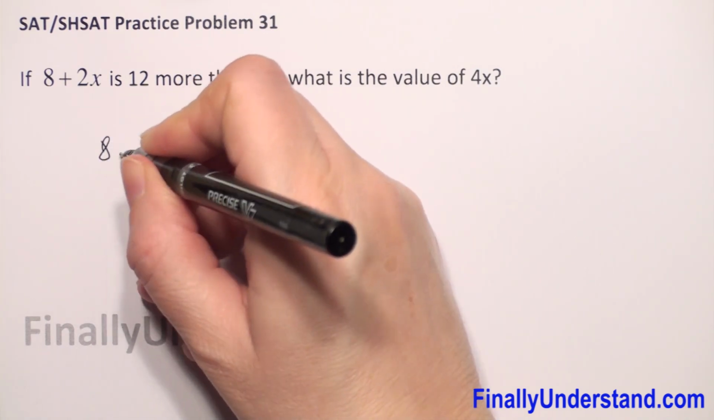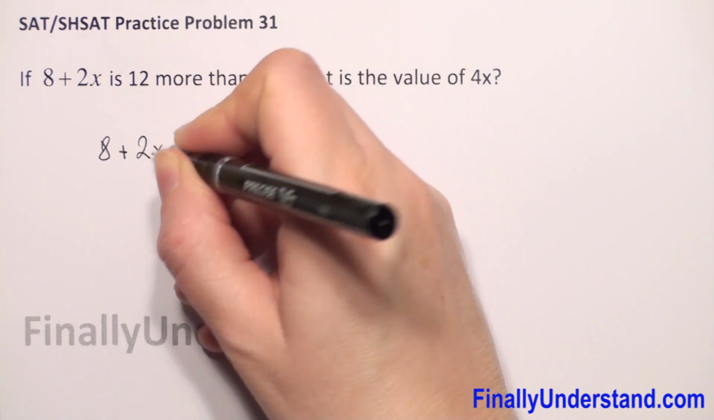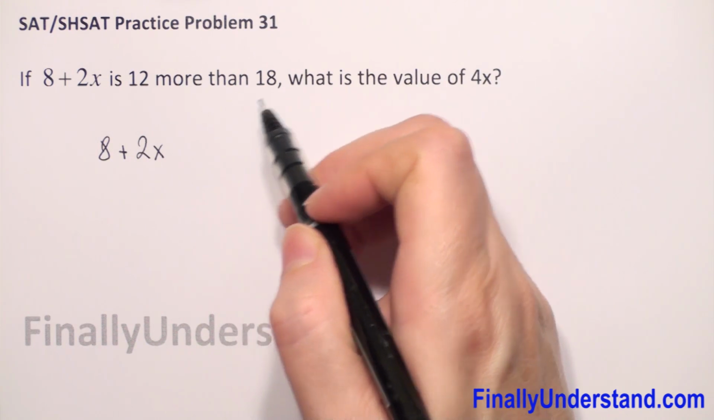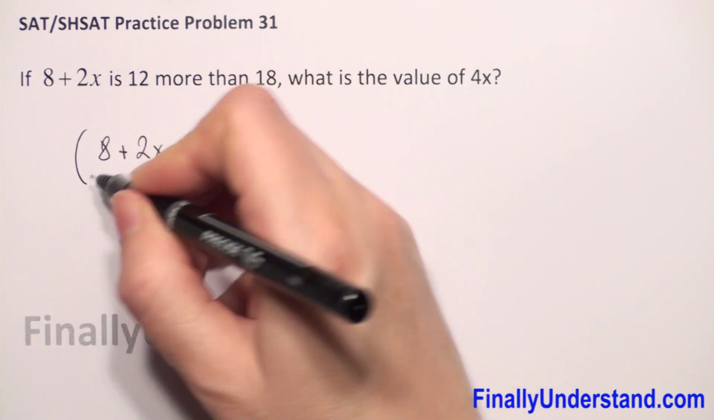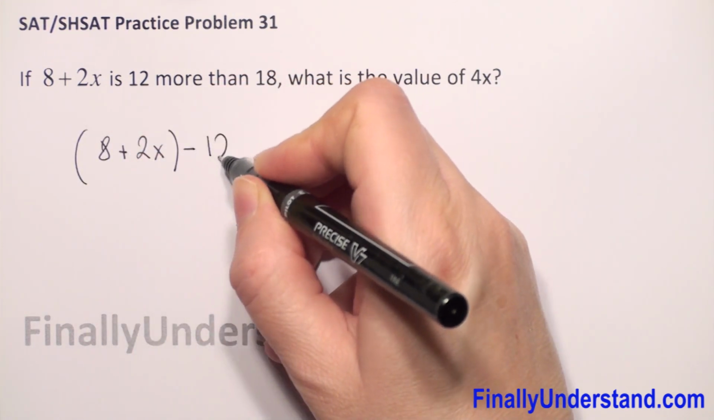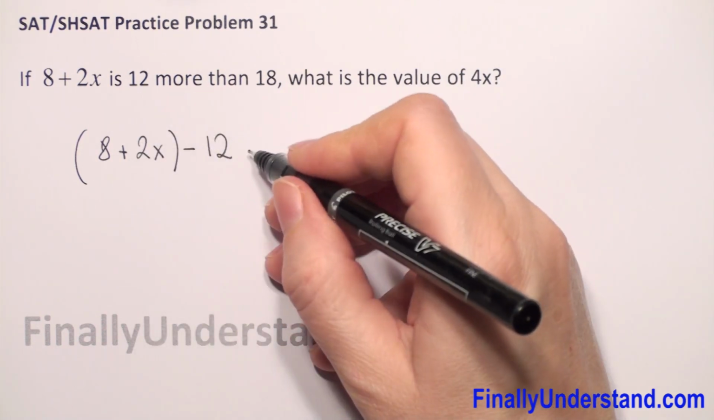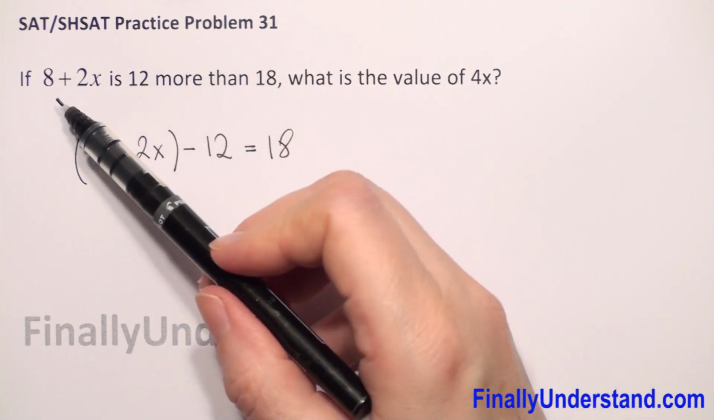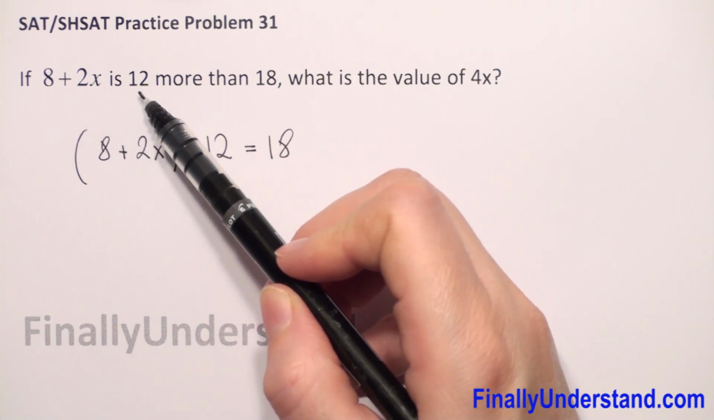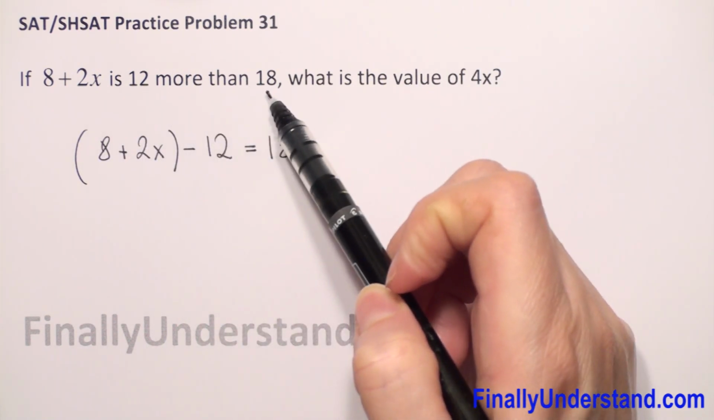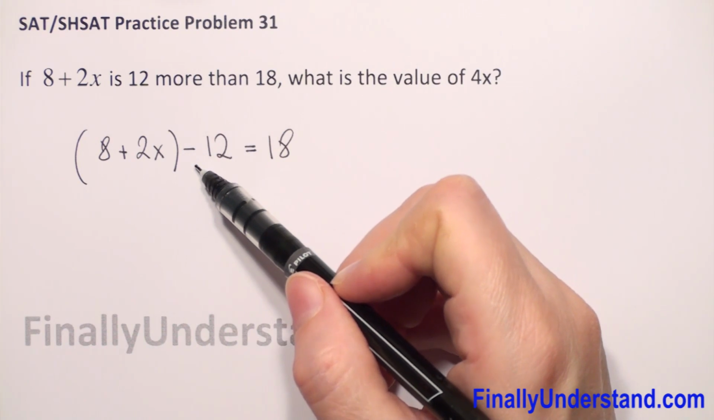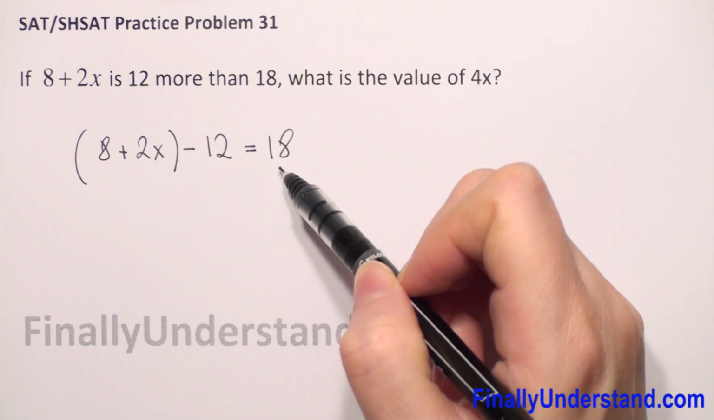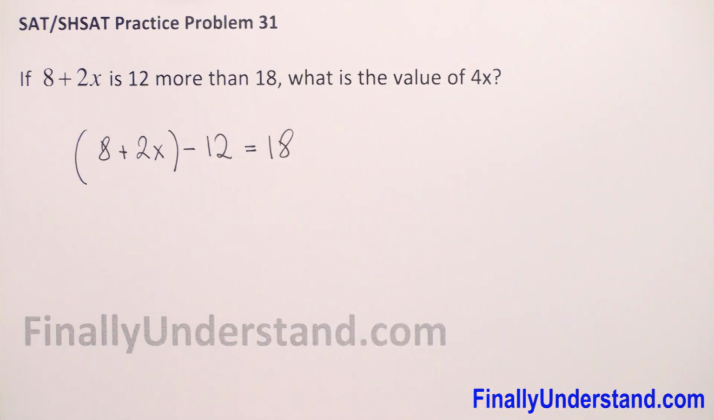We have 8 plus 2x is 12 more than 18. So if I subtract 12 from this whole expression, this is equal to 18. Let's read one more time. 8 plus 2x is 12 more than 18. So when I subtract 12, I have 18. So we have an equation with one unknown.